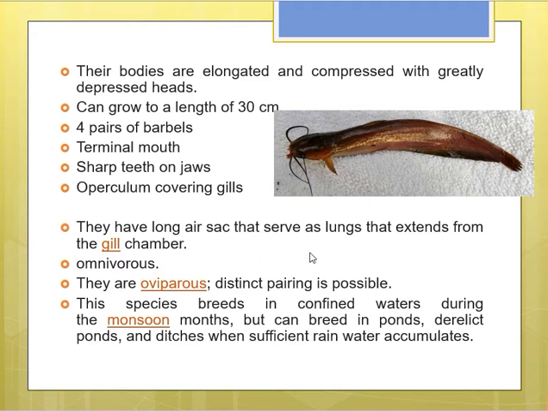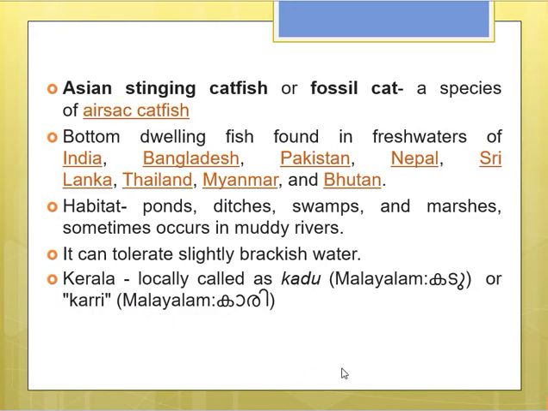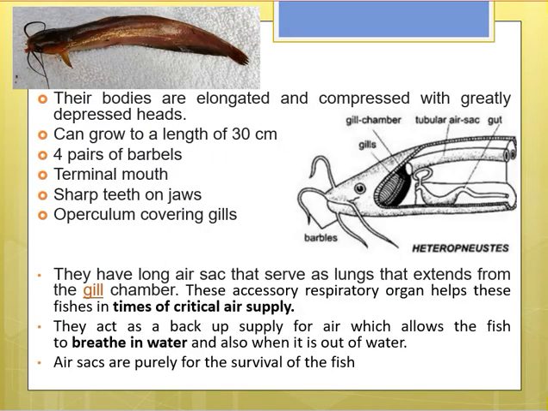So, we will go to the air sacs. Look. So, these are the gills. There is a gill cover here, which is the operculum. These are the barbels, and this is the air sac. This is the tubular air sac of Heteropneustes. So, it can be considered an accessory respiratory organ, or it acts as a lung. That means the gills take up oxygen present in water, but the air sacs take up oxygen present in the air. That means they are able to breathe from both water and air.